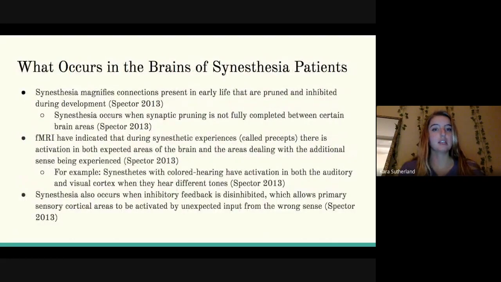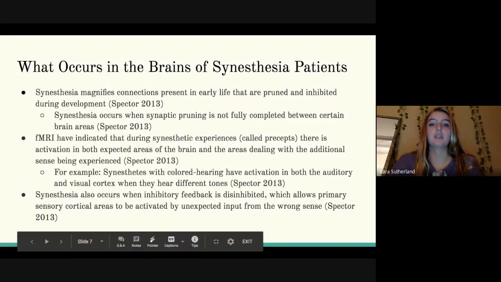So the last thing is what's actually occurring in the brain of people who have synesthesia. It basically magnifies connections that are present early in life that have been pruned and inhibited during development. So when synaptic pruning occurs as a young kid, if it's not fully completed between certain brain areas, that's when the different senses kind of combine during these stimuli occurring. So it just gets kind of foggy because they were not separated during pruning.